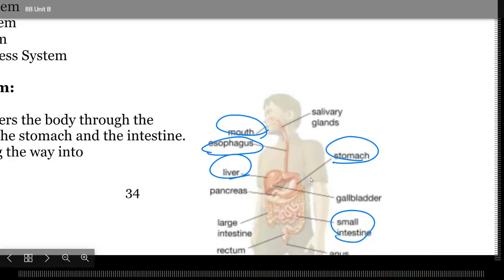Once the esophagus reaches the stomach, you can see the liver, pancreas, and gallbladder are all situated right above the stomach. What is happening here?